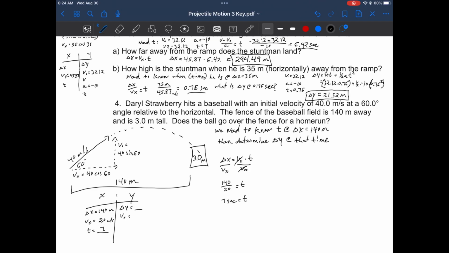As far as vertically is concerned, 40 sine 60 gives us an initial vertical velocity of 34.64. We know acceleration's down in the opposite direction, so acceleration's negative 10. Time is 7, and we're looking for delta y. Given those variables, delta y is equal to v naught t plus 1/2 at squared. V naught would be 34.64, time is 7, plus 1/2 times negative 10 times 7 squared.